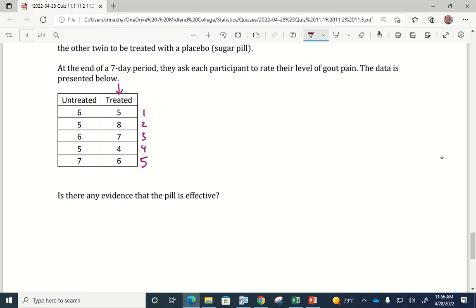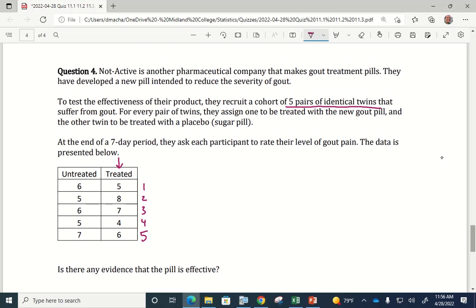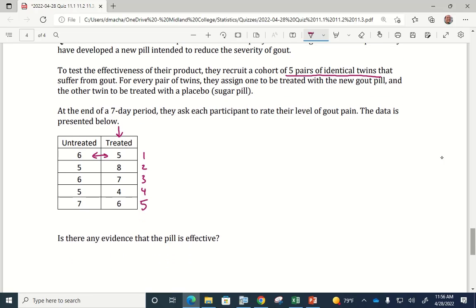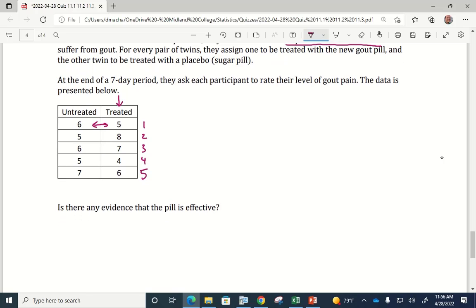Dependent? Yep, it's dependent because this is a matched pairs design. Specifically, we're matching up pairs of identical twins as our subjects here. So dependent data. What I'm going to do for dependent data is look at the differences. So I'll just look at untreated minus treated.